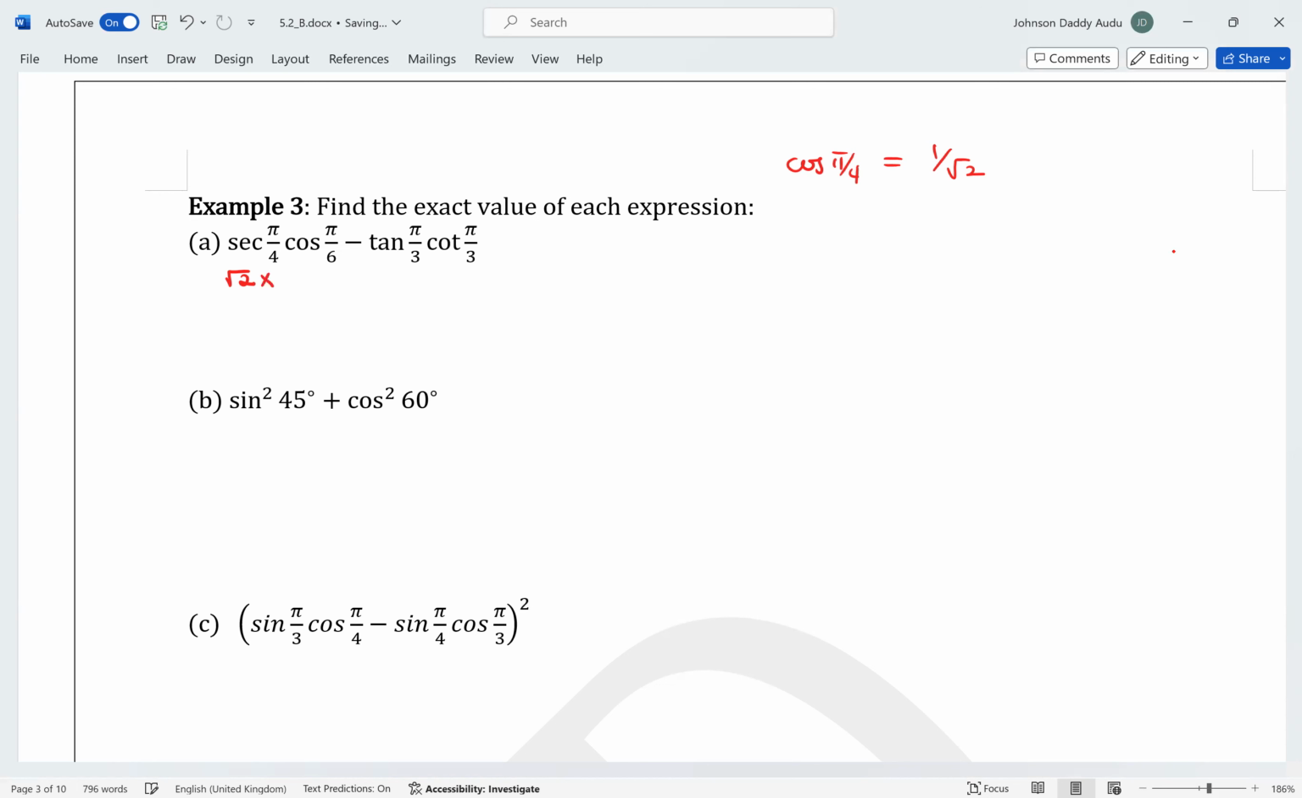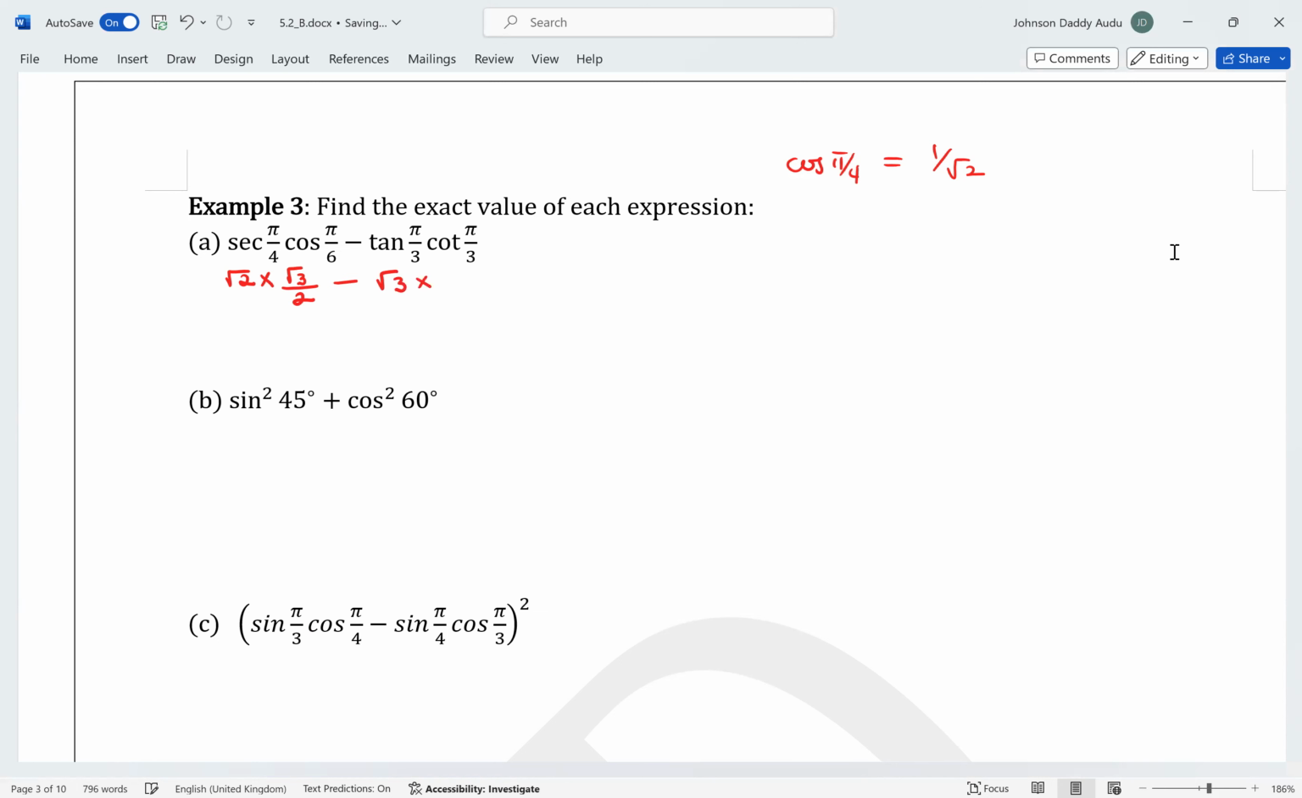So this times cosine pi over 6. What is cosine pi over 6? Cosine pi over 6 is nothing but cosine of 30. But cosine of 30 is root 3 over 2. Okay. Then minus, this is tan 60. Tan 60 is root of 3.